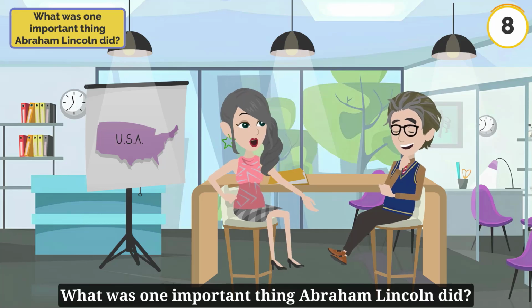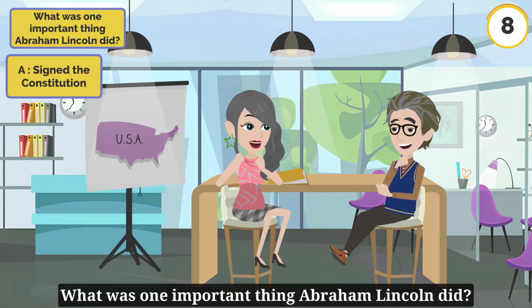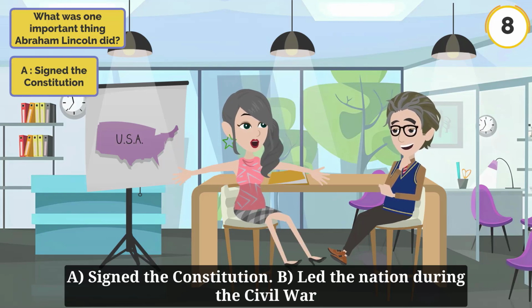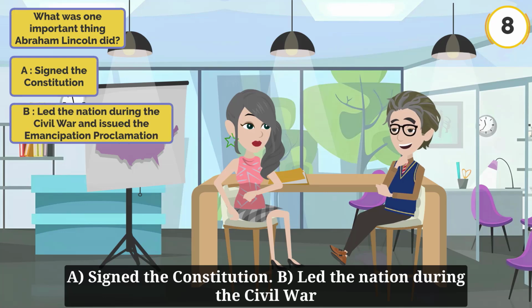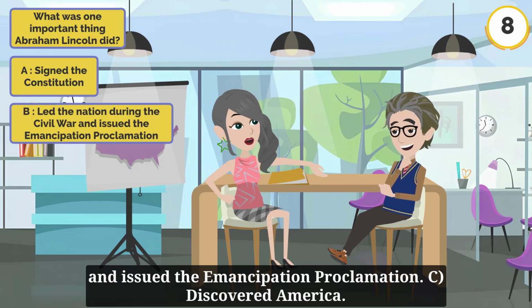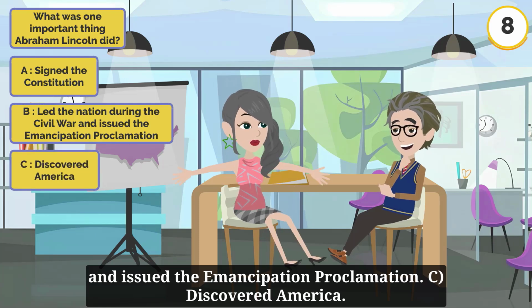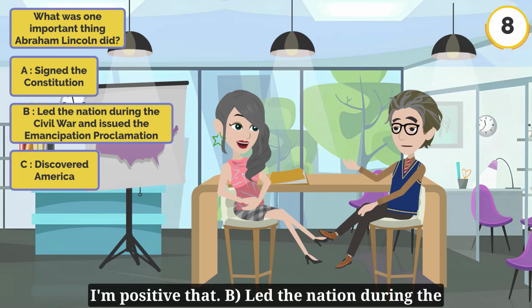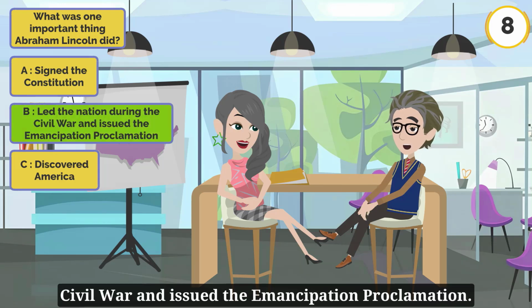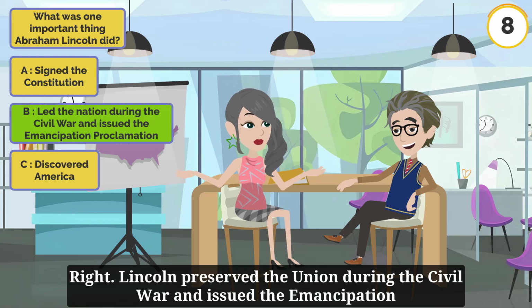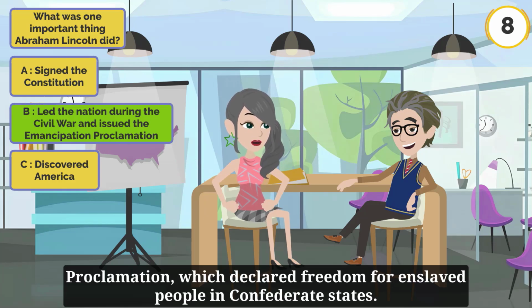Question 8. What was one important thing Abraham Lincoln did? A. Sign the Constitution. B. Led the nation during the Civil War and issued the Emancipation Proclamation. C. Discovered America. I'm positive that B. Led the nation during the Civil War and issued the Emancipation Proclamation. Right. Lincoln preserved the Union during the Civil War and issued the Emancipation Proclamation, which declared freedom for enslaved people in Confederate states.